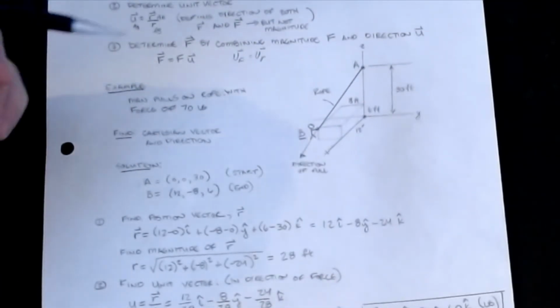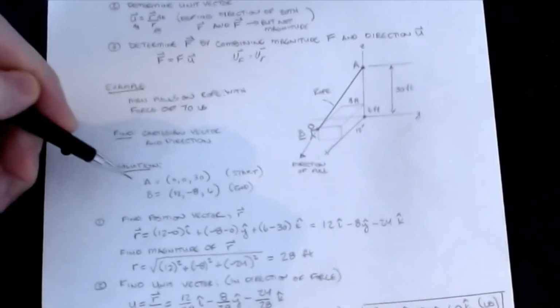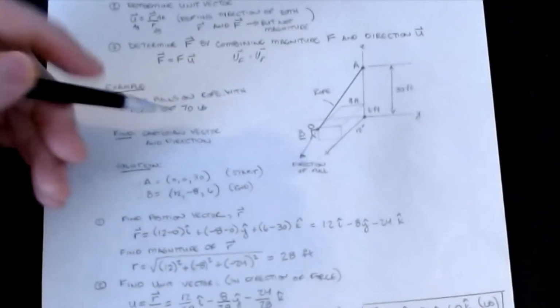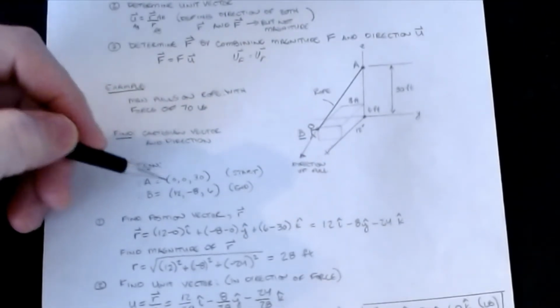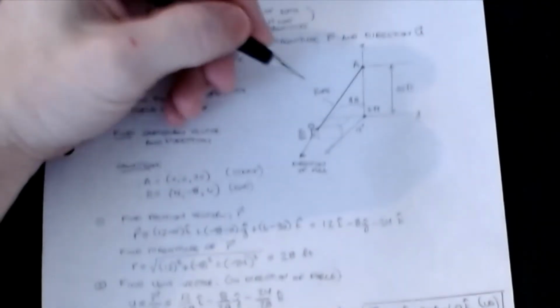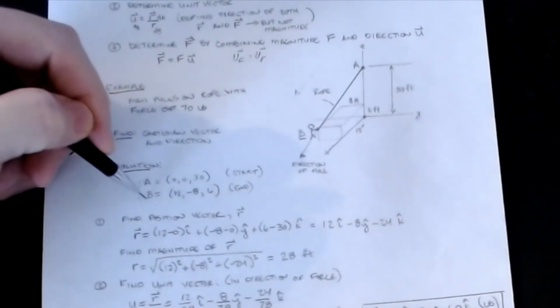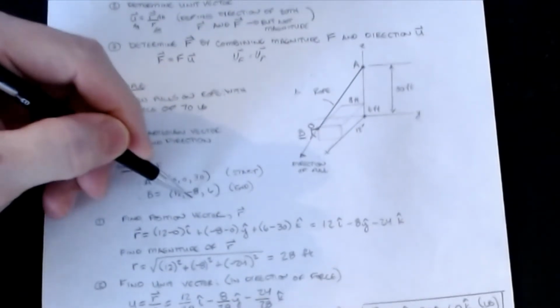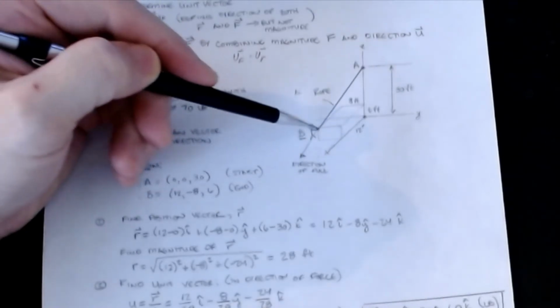All right, so I'm first going to come up with the coordinates of A and B. The x, y, z coordinates for A we know are 0, 0, positive 30. That's my start point, so my force vector is actually coming down this direction. And then B is positive 12, minus 8, positive 6, which gets me to this point.